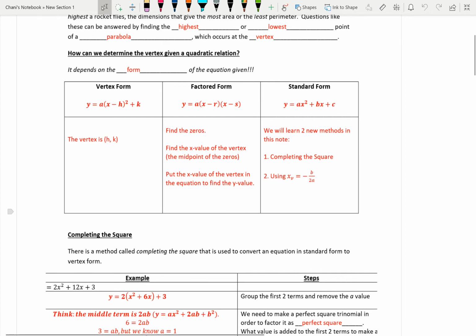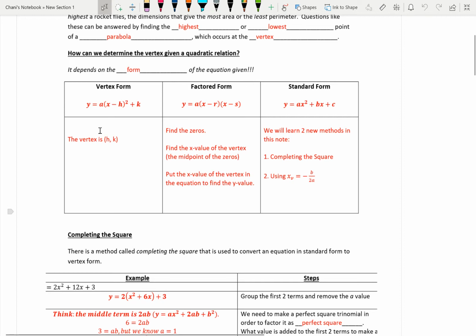So if you want to pause the video and fill this out so then you can just listen to me, you can do that. There's three different forms we could be given a quadratic in: vertex form, factored form, or standard form. Notice that the A is the same in all three forms, but the other numbers are all different. And that's because each one tells us different information about the parabola.